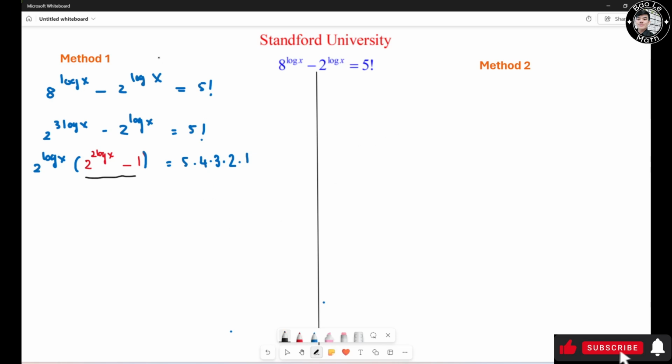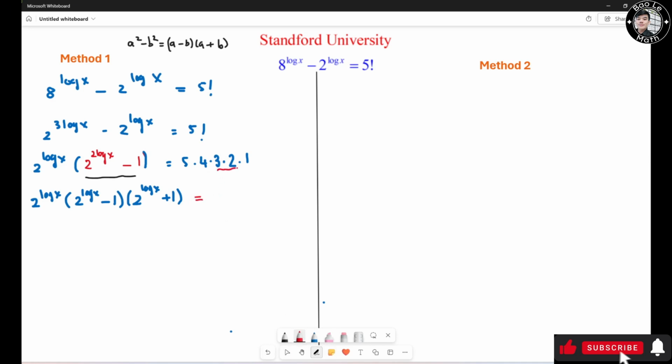We have a squared minus b squared equals a minus b times a plus b, right? So this guy turns out to be 2 to the log s times 2 to the log s minus 1 times 2 to the log s plus 1, right?